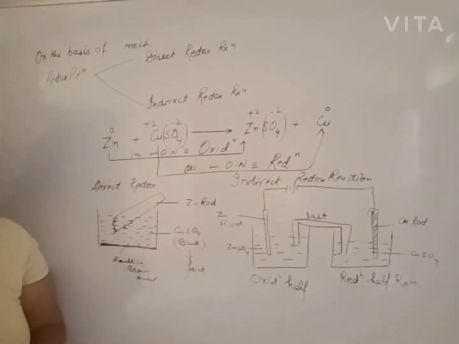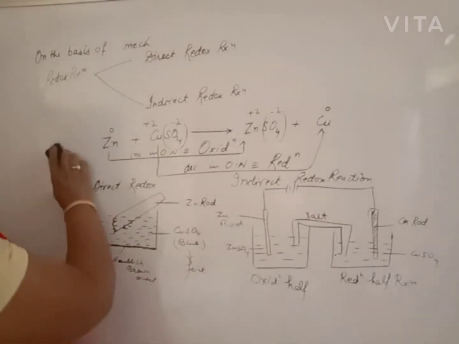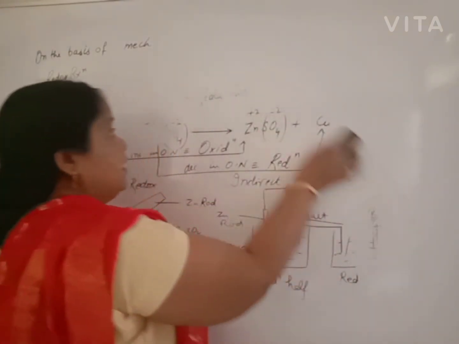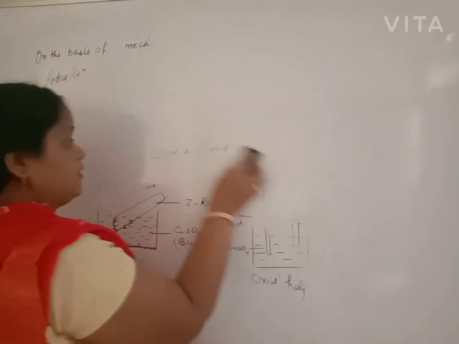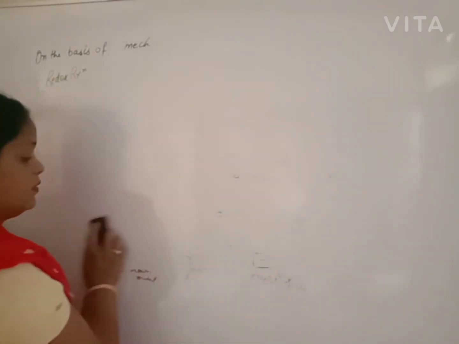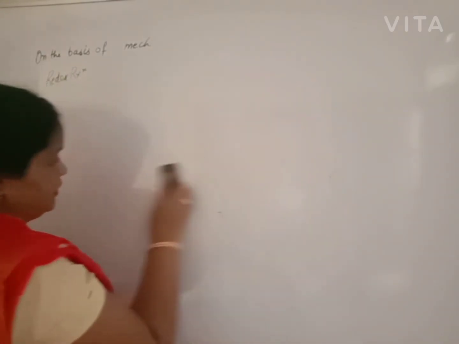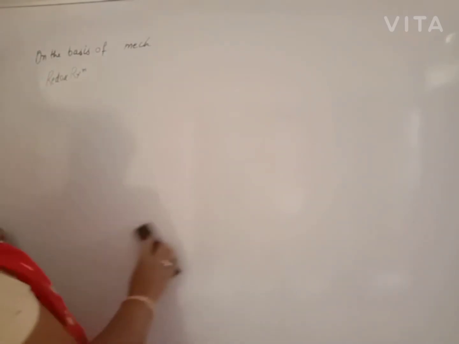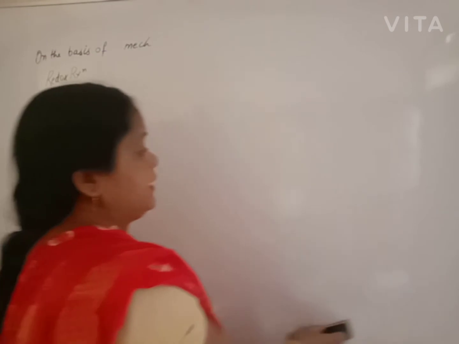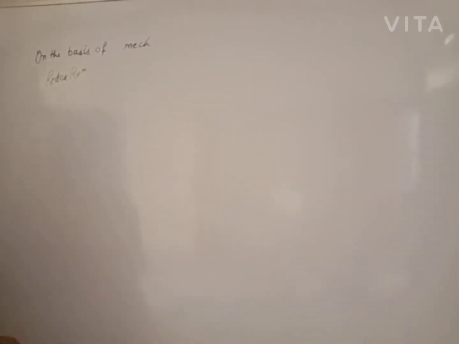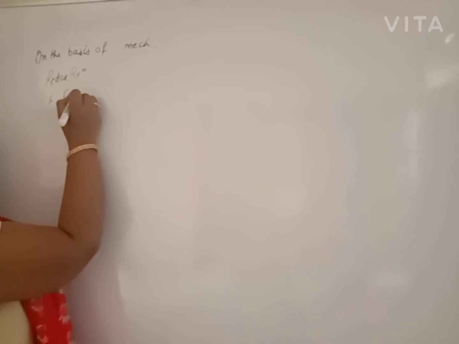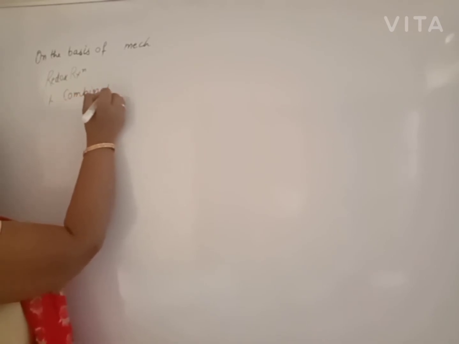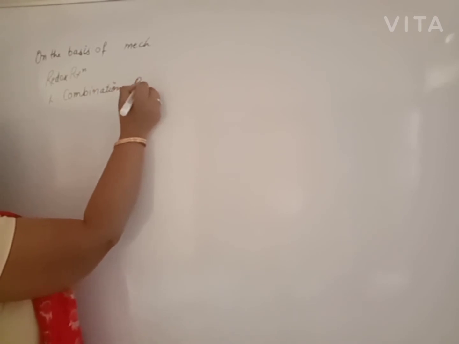Beta, this is the classification on the basis of mechanism of the reaction, how the reaction takes place. Now, beta, redox reactions are of 4 types on the basis of types of reaction, just like addition reaction, decomposition reaction, displacement reaction, like this. First one, combination redox reaction.